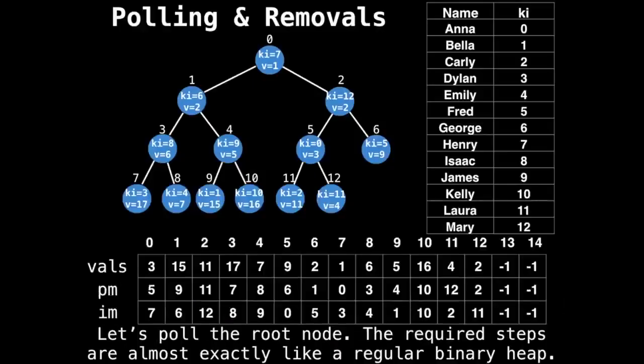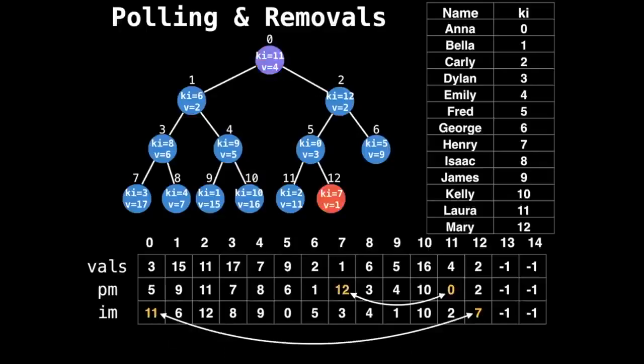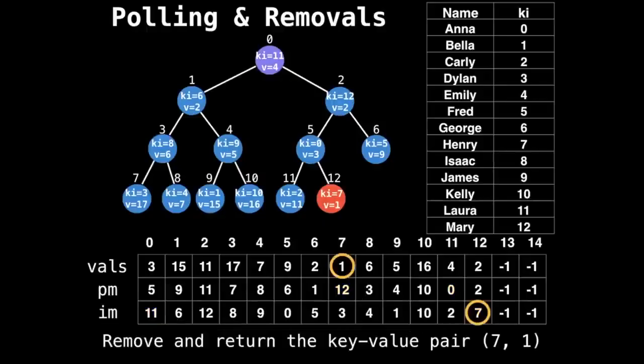Suppose we want to poll the root node. This is something we often want to do since it'll give us the key value pair with the lowest value in the heap. The first step is to exchange the root node with the bottom right node. As we do that, remember to swap the index values. Now we can remove the red node from the tree.